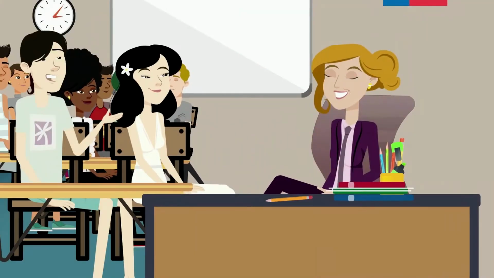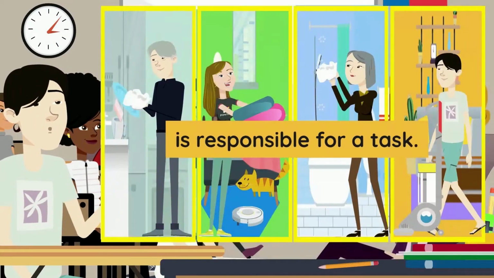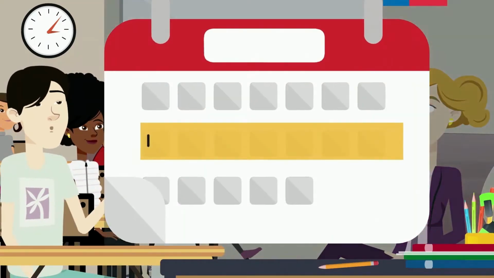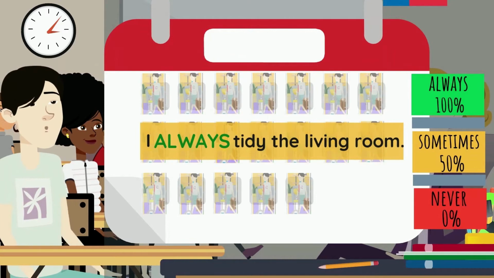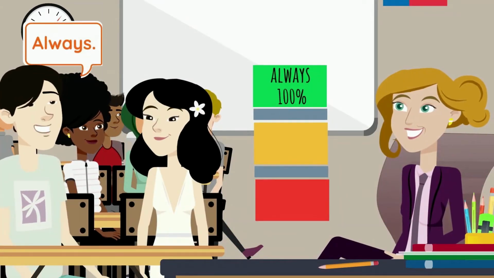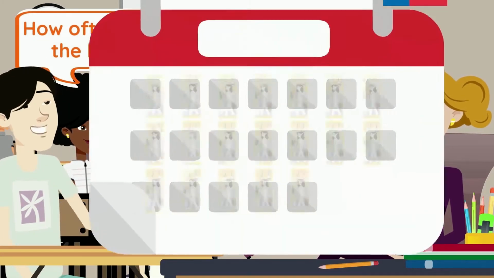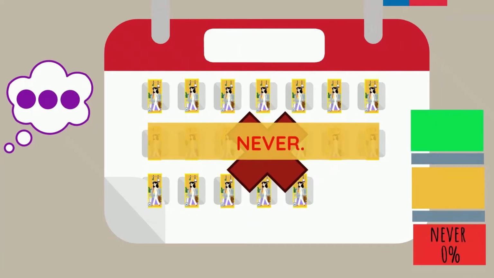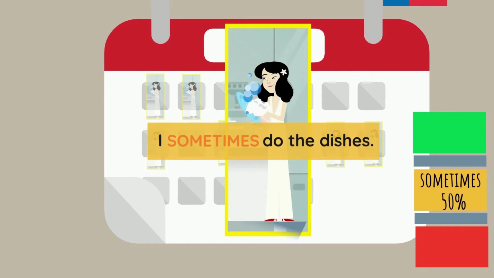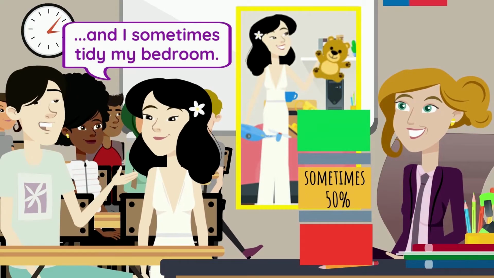I can't do that. That's tough. Yeah. Everyone in my family is responsible for a specific task in our house. I always tidy the living room. Always? Always. How often do you tidy the living room? Never. But I sometimes do the dishes. And I sometimes tidy my bedroom.